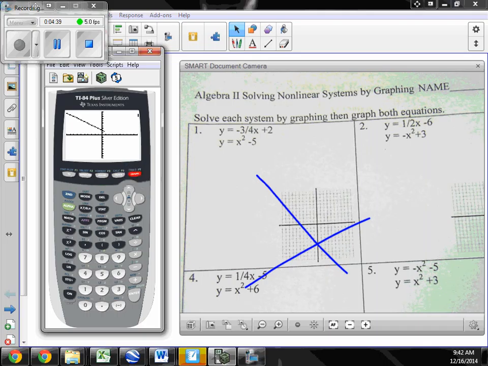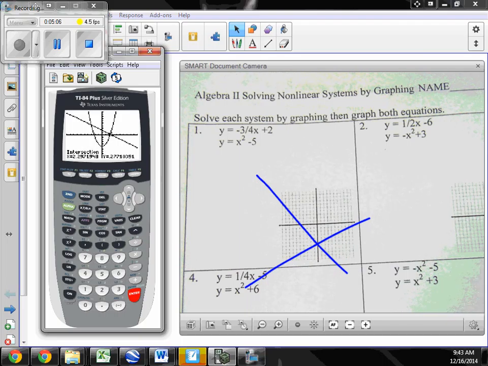And if you look here, this one actually intersects twice. So you can still push enter, enter, enter, but it will give you whatever answer you're closer to. So second calc number 5. I go over here. I don't have to be on it. I just need to be closer to that intersection than the other one.